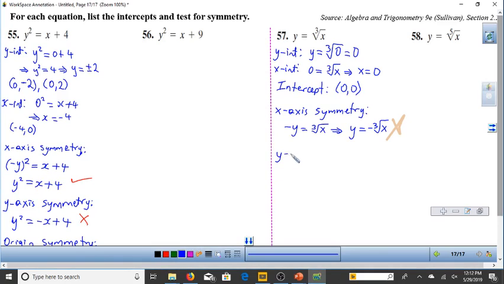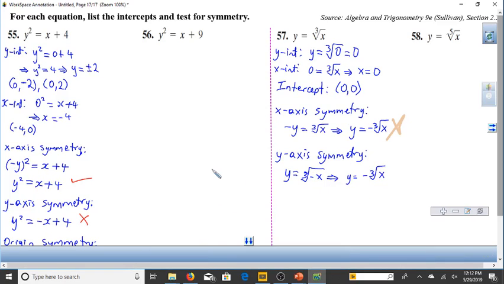Let's try to see if it has y-axis symmetry. For y-axis symmetry, I'm going to replace my x's with negative x. So now I have y is equal to the cube root of negative x, which, if we simplify that, is just y equal to negative the cube root of x, because the cube root of a negative is the negative of the cube root of the positive. This also does not have y-axis symmetry.